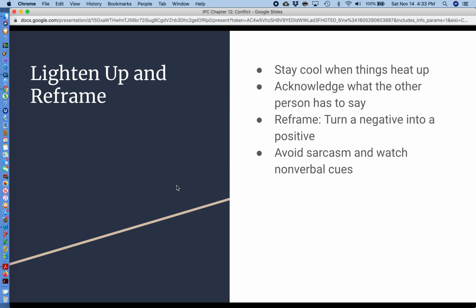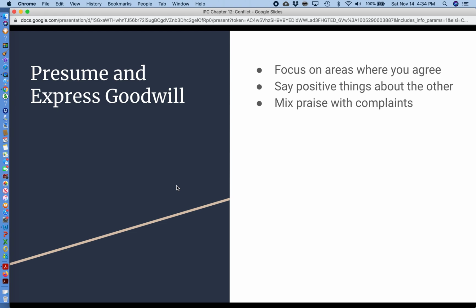And while you do this, by all means, you want to try and avoid sounding sarcastic, and you want to watch your nonverbal cues. You want to watch your body language, your facial expressions, the tone of your voice, and so on, so that it seems like you're sincere. Now, you also want to try and express goodwill. So to do this, you want to focus on areas where you agree. And obviously, this can be difficult. If someone is criticizing you, it can be difficult to agree with them about their points, even if you think that they might be right.